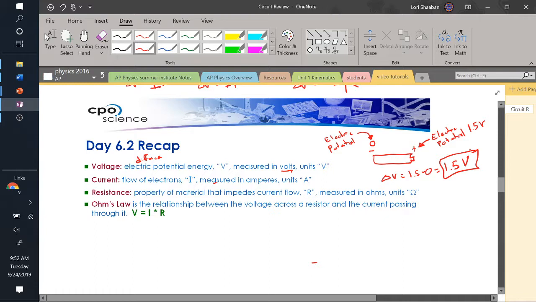So current is the flow of electrons. It's measured in amps. You usually put a big capital A. Resistance will slow the current flow down. It's measured in ohms. And remember, our relationship between voltage, current, and resistance is V equals IR. And we drew this out just to help people do calculations last class.